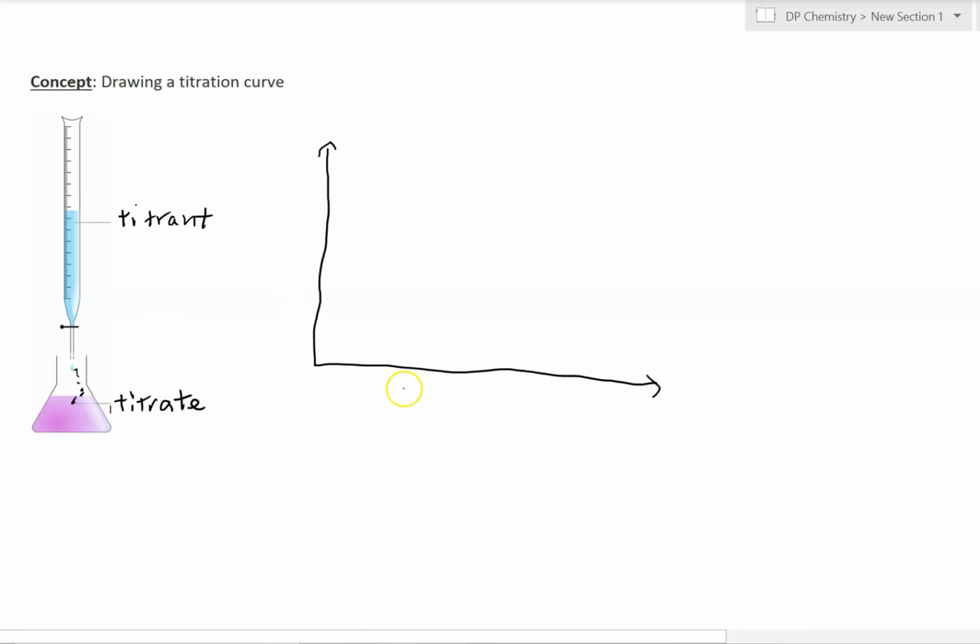The x-axis shows the progression of the titration. It can be time or volume of the titrant. The y-axis shows the pH of the mixed solution.